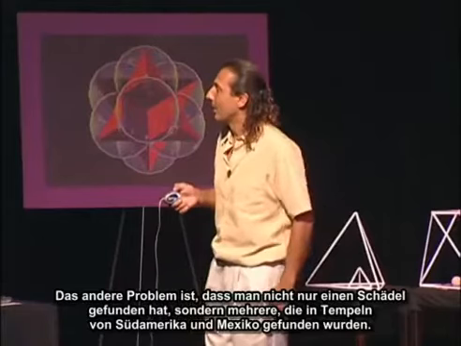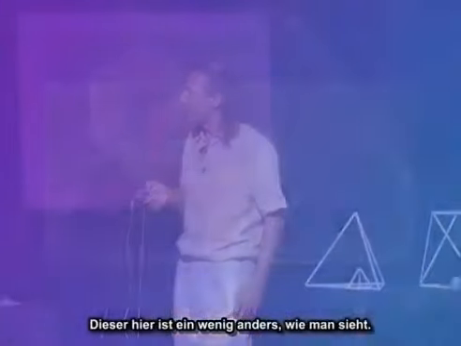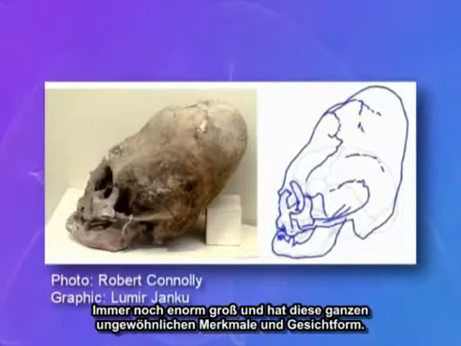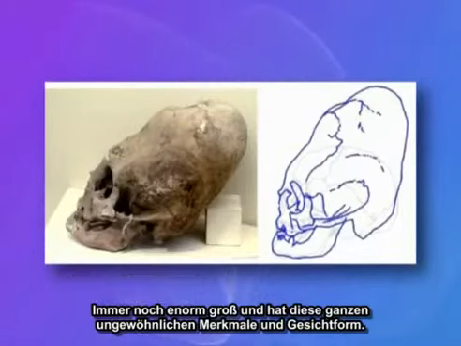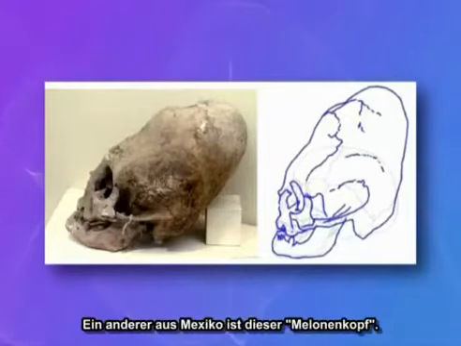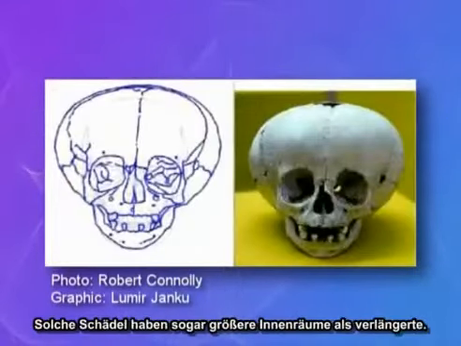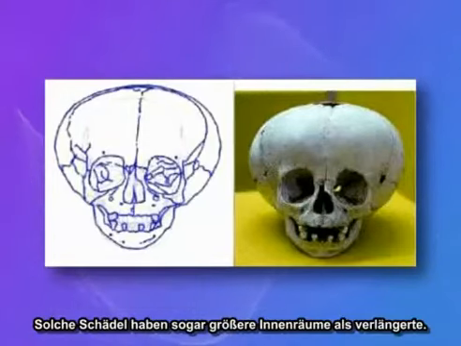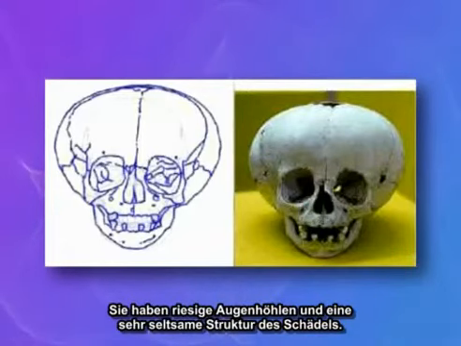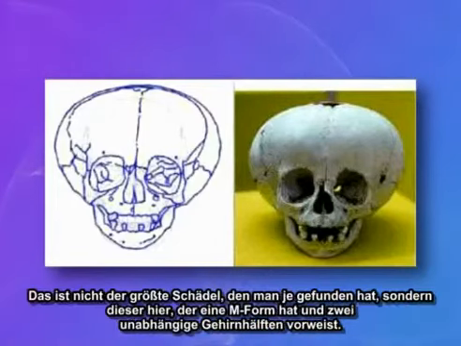and Mexico. This one is a little bit different, as you see. It's not as pointed. Still enormous and still has some of these unusual features in the facial and jaw features. Others found in Mexico are these melon heads, where those actually have an even larger volume capacity inside the head, very large eye sockets, and a very strange structure of the skull.